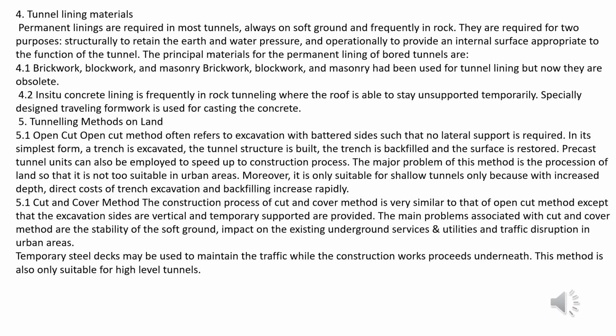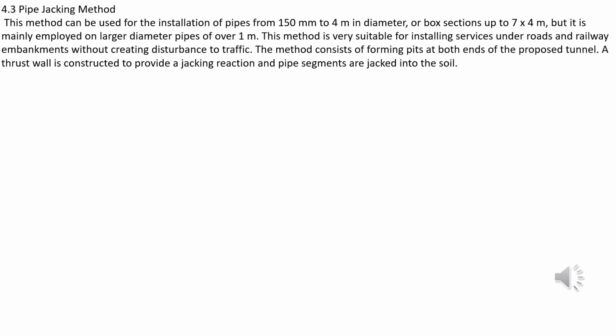And then the last one is the pipe jacking method. This method can be used for installation of pipes from 150 mm to 4 m diameter or box section up to 4 by 7 by 4 meters, but it is mainly employed on larger diameter pipes of over 1 meter. This method is very suitable for services under roads and railway embankments without creating disturbance to the traffic.